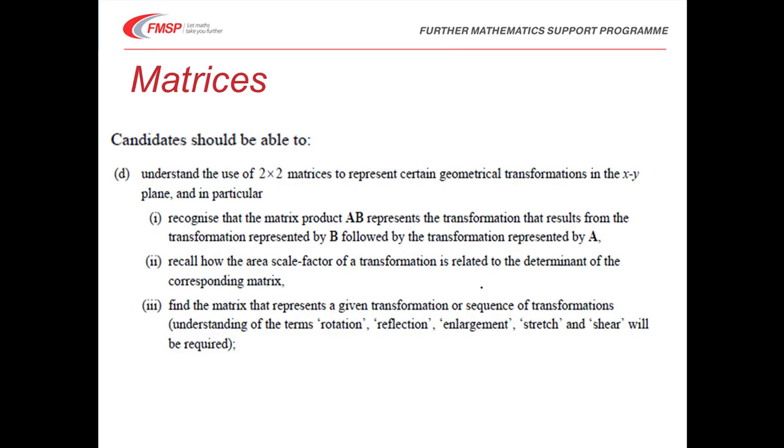The next part in the specifications, we've got to understand about using 2 by 2 matrices to represent certain geometrical transformations. So in particular here there are some points. We should recognise the product AB. It represents the transformation B followed by the transformation A. So again, remember that the order in which we multiply matrices is all very important, and it does matter. So AB represents B followed by A. We should know that the determinant of the matrix gives the area scale factor.